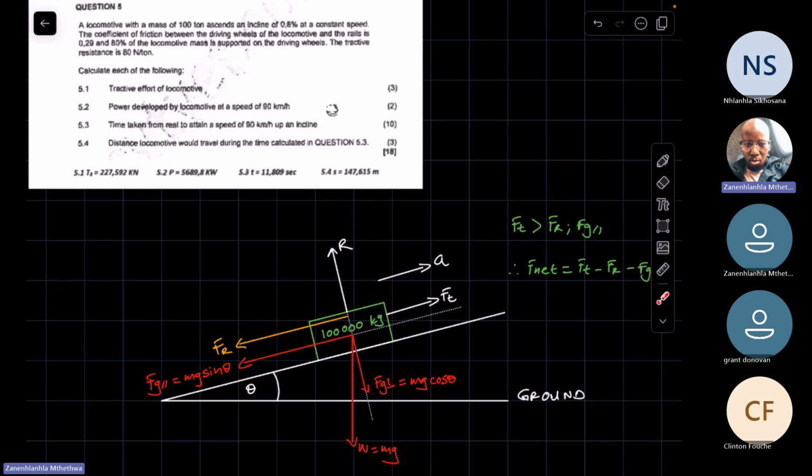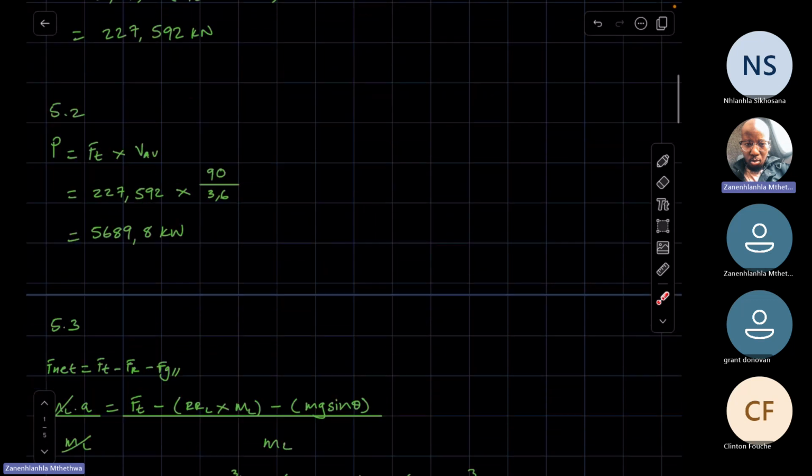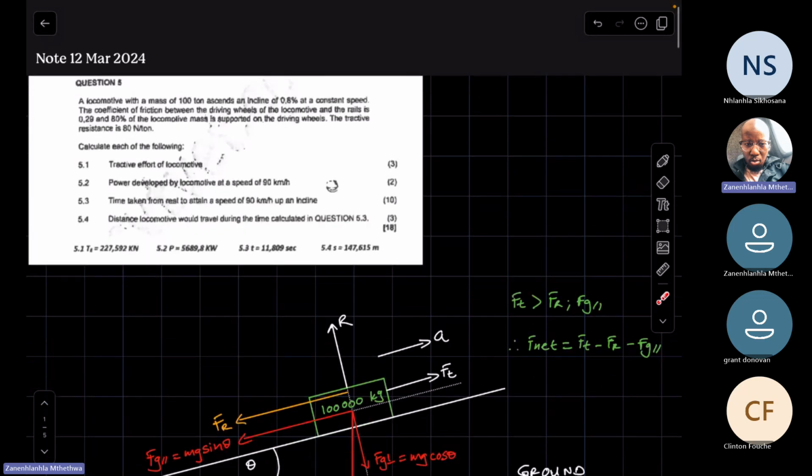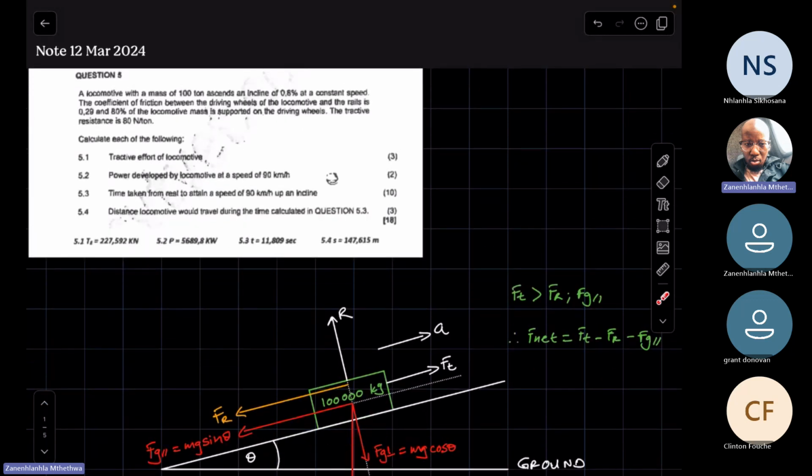And then, of course, you have the normal force that offsets the component of the weight that is perpendicular to the plane. And of course, this is ascending, meaning that there's going to be some total force applied on the locomotive, for the locomotive to go up the incline at constant speed. Now we are told here that this is going up the incline with constant speed.